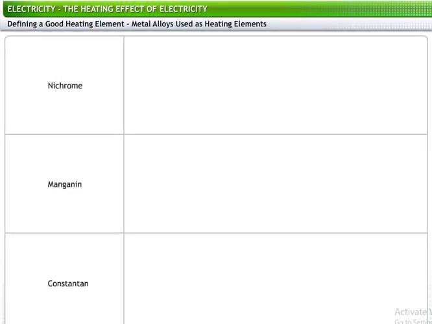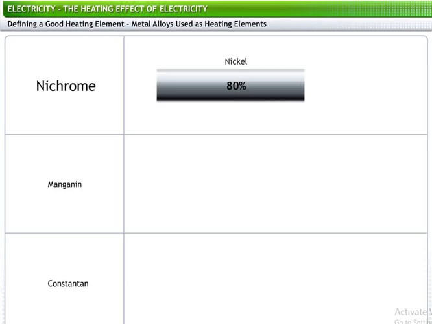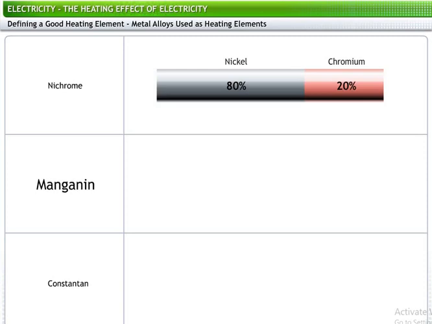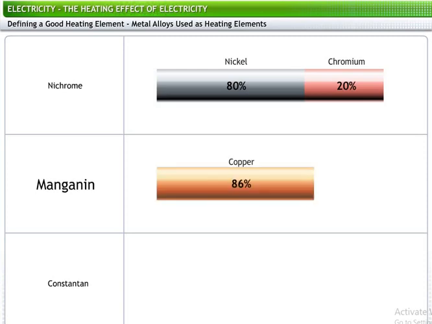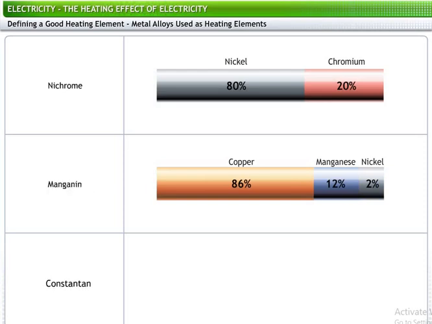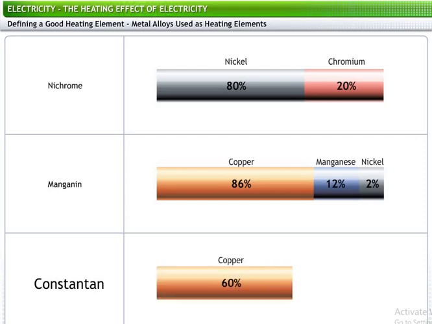Three metal alloys most commonly used as heating elements are nichrome, an alloy composed of 80% nickel and 20% chromium; manganin, which is 86% copper, 12% manganese, and 2% nickel; and constantan, a copper-nickel alloy with 60% copper and 40% nickel.